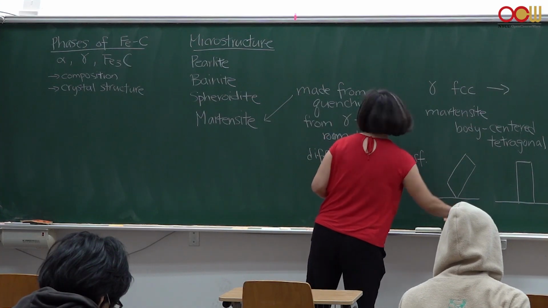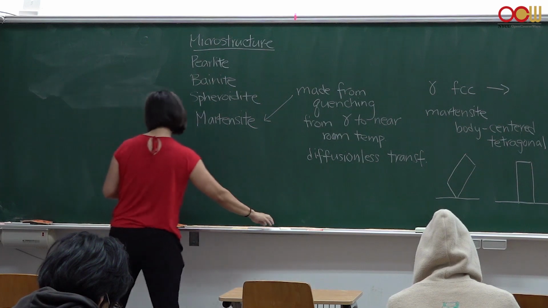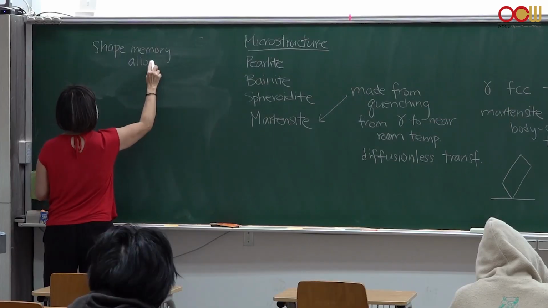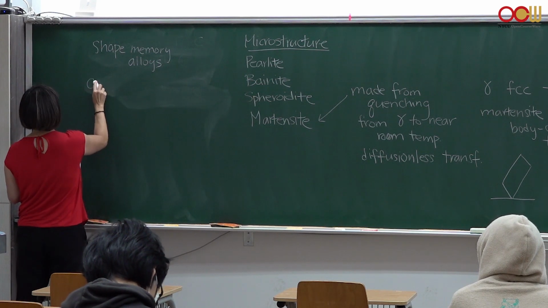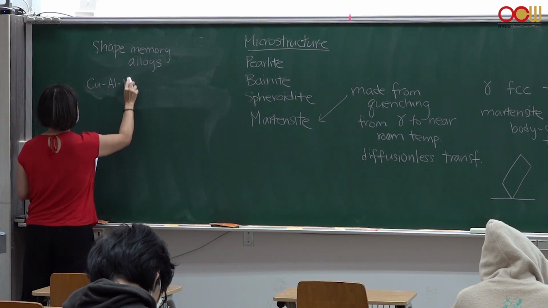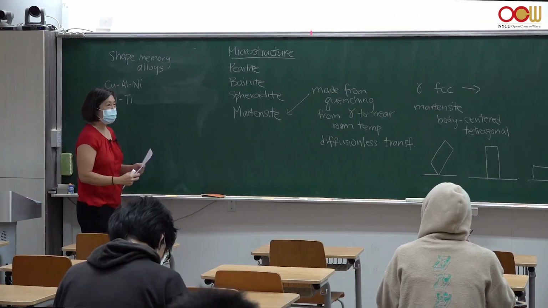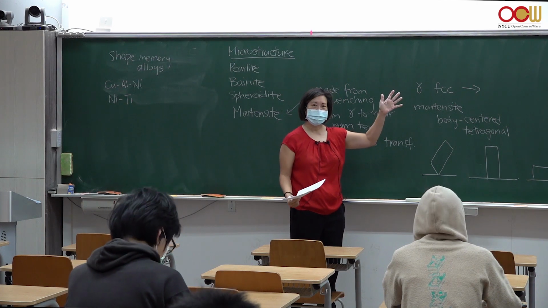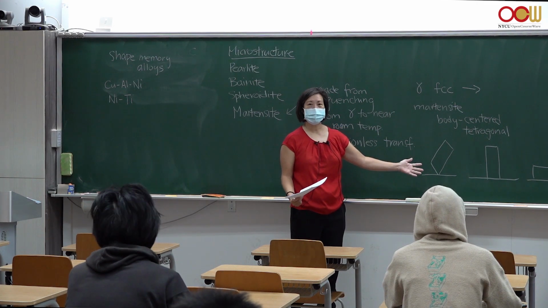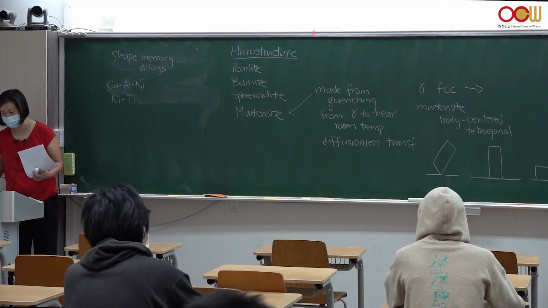So Martensite, very interestingly, can make for something called shape memory alloys. Examples of shape memory alloys are copper, aluminum, nickel, and also nickel titanium alloys. These materials also have the austenite phase at high temperatures, and then when you lower them, quench them quickly, they form Martensite, just like steel.